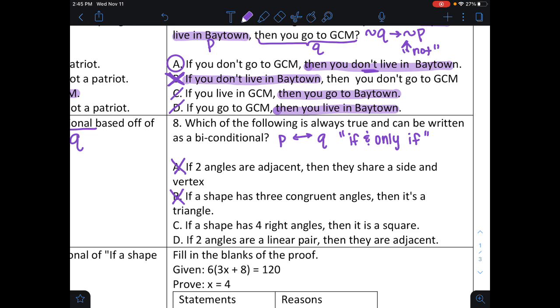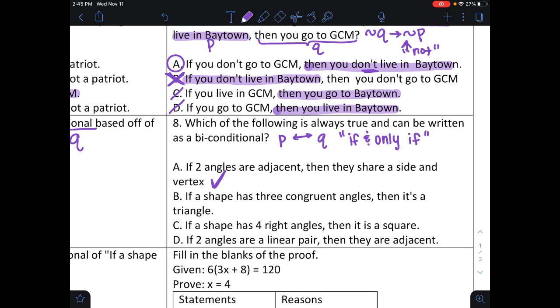Oh, sorry, hold on, brain fart. We're not looking for the biconditional. We're looking for the one that can be written as a biconditional. So that means we need one that is true forwards and backwards. Sorry about that. A says if two angles are adjacent, then they share a side and a vertex. So if we read it backwards, if two angles share a side and a vertex, then they are adjacent. That one sounds pretty good, so I'm going to put a check next to it.